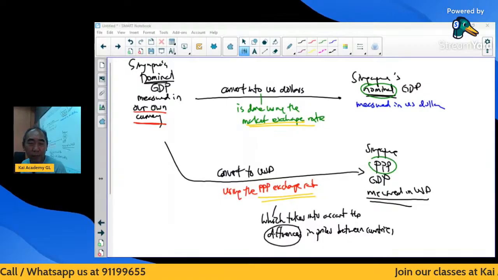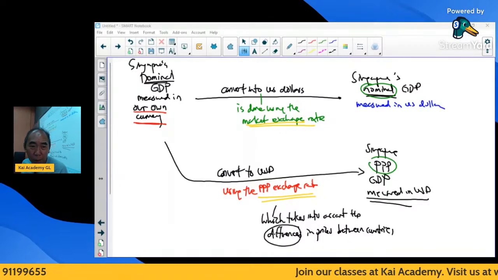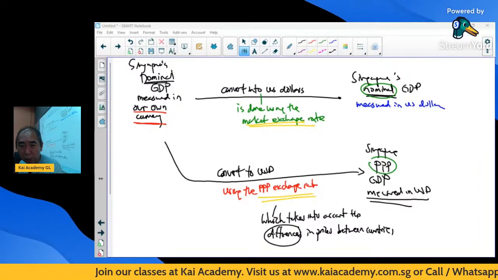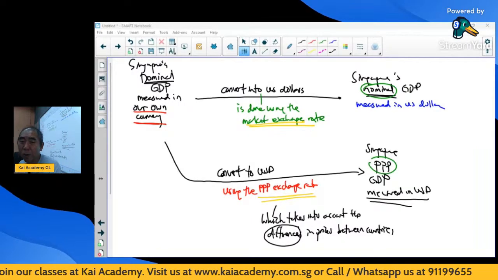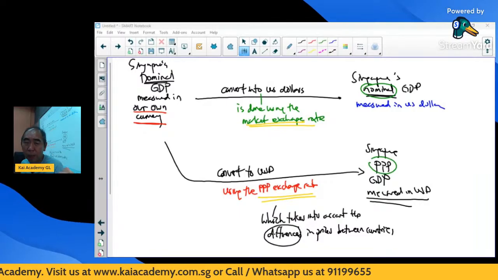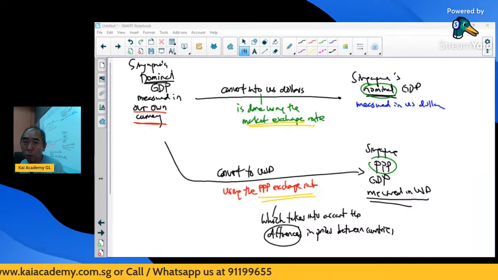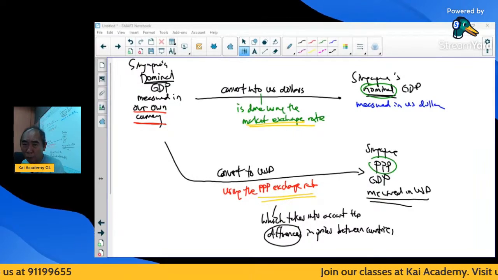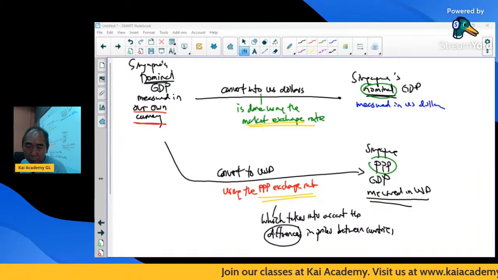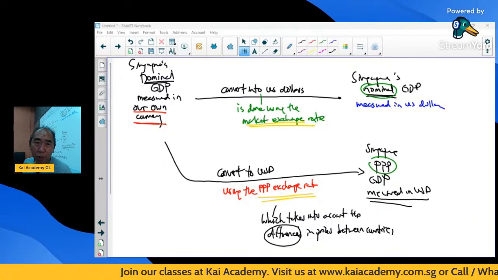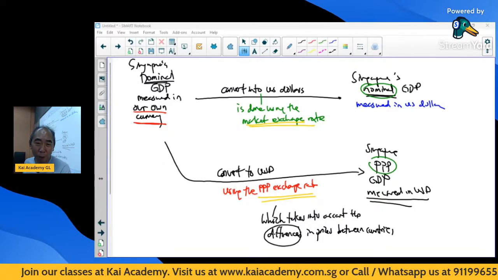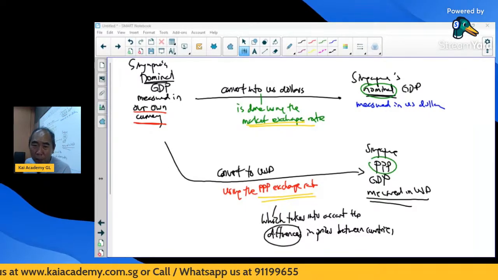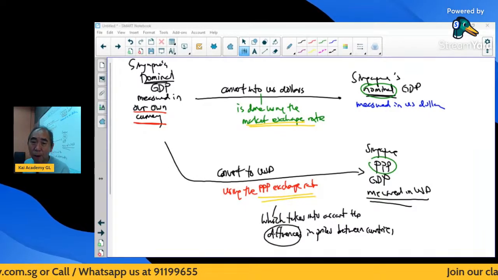Right, so I run through again. So nominal GDP measured in own currency, convert to US dollars to nominal GDP. So when we measure in a foreign currency, we have to do conversion. When we convert using the market exchange rate, then we get back nominal GDP except in a different currency. But if we convert using what we call the PPP exchange rate, then we get to the US dollar version of Singapore's PPP GDP, which is a different thing, right? So this accounts for differences in prices between countries.